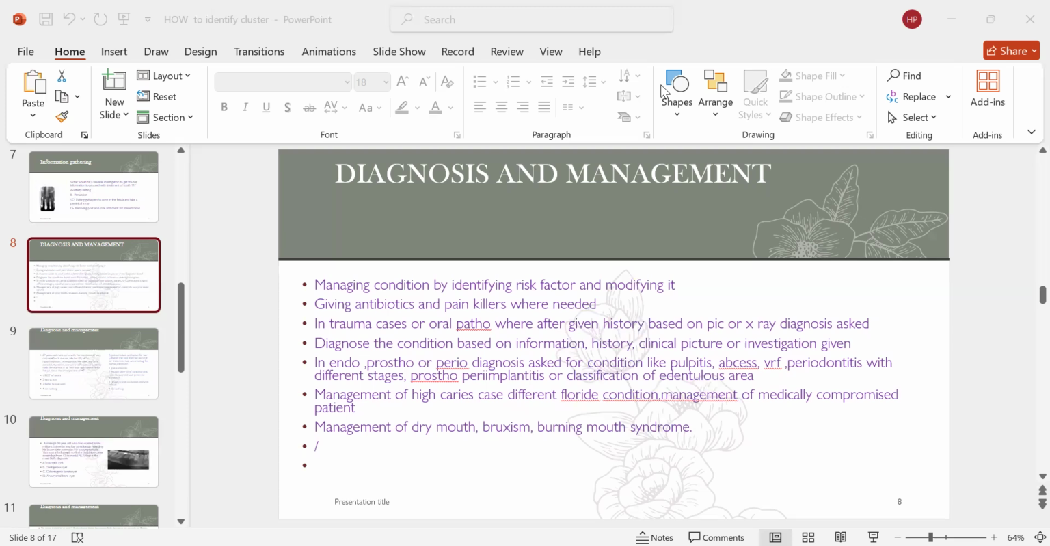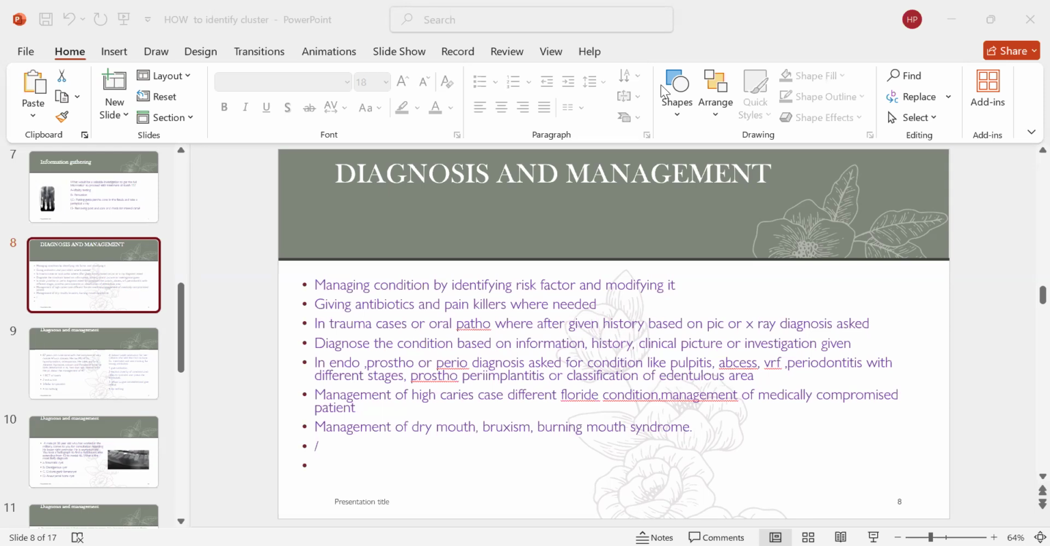In the trauma cases, they will give you the clinical picture and the history, and you need to diagnose whether it's lateral luxation, subluxation, or concussion. Okay, in oral pathology also, they will give you a good OPG and a good history and you need to diagnose the case. That comes into the diagnosis part, with different stages and grading of perio, Kennedy classification in prostho, and in endo, whether it's a periapical abscess or a periodontal abscess. That all comes to the diagnosis part.